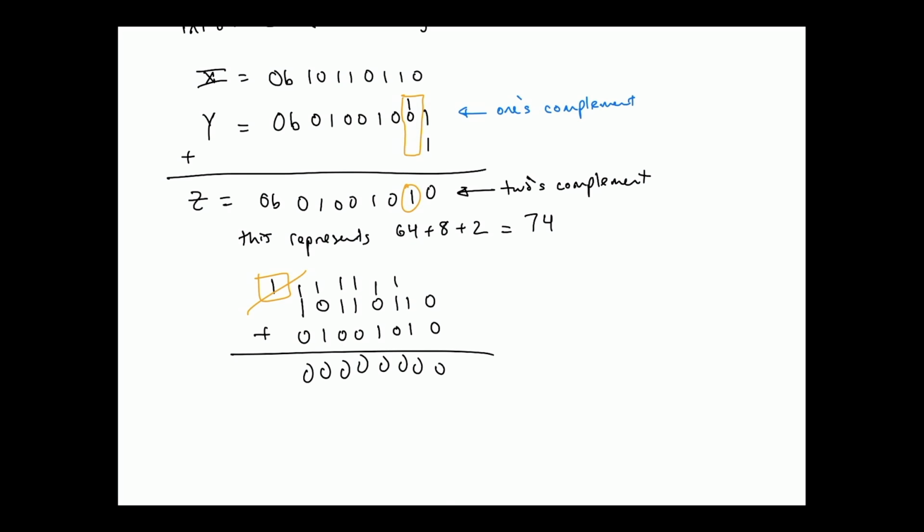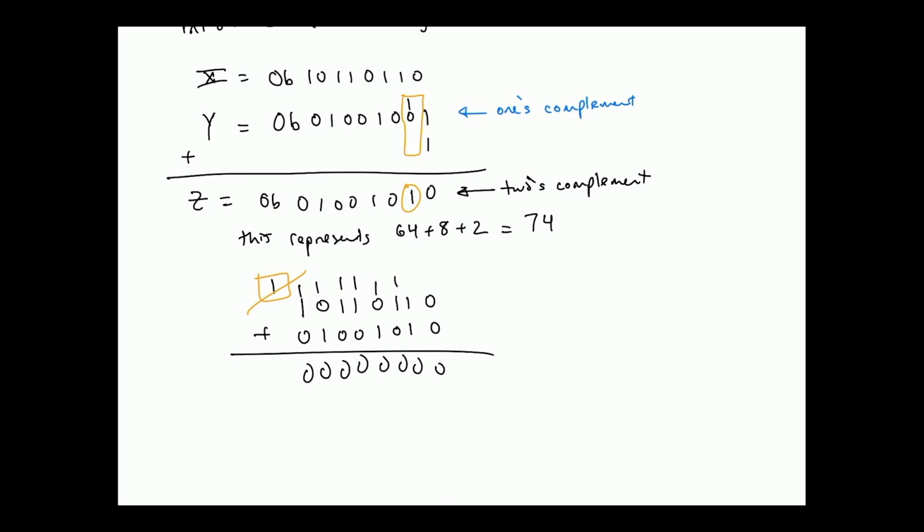Okay? Now, how does this work in 32 or 64 bits? Exactly the same. I just have way more to write down. Okay. So we added all these two things together and we got 0. So does that justify my claim that the original thing ought to represent negative 74? Yeah. Okay.